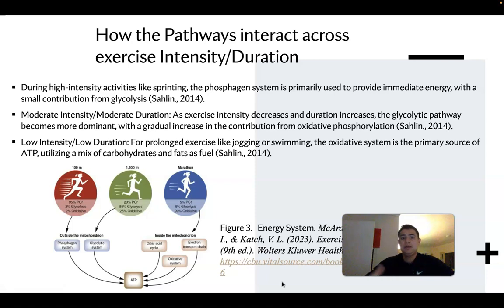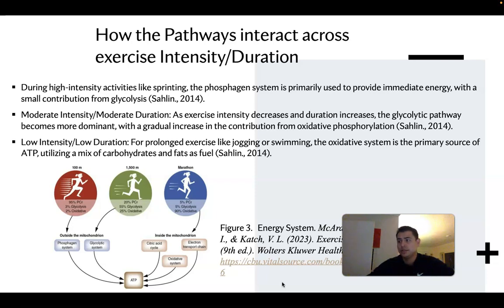Next is how the pathways interact across exercise intensity and duration. There are 3 different intensities and durations that impact the pathways. The first one is high intensity activities, for instance a lot of sprinting, cutting, and fast twitch movements. This is where the phosphagen system is primarily used to provide immediate energy. If you think about it, more energy is being used as you do quick twitch movements, with a small contribution from glycolysis.